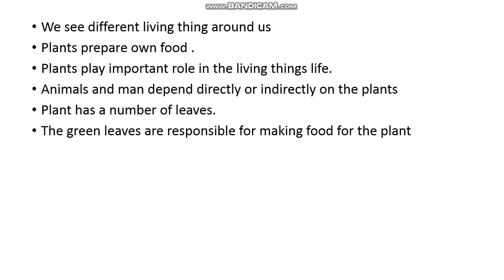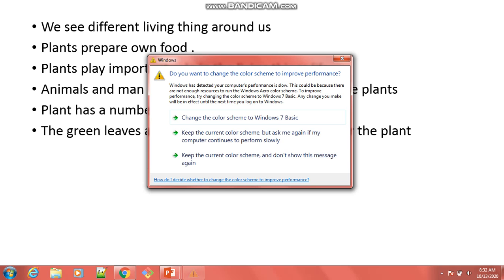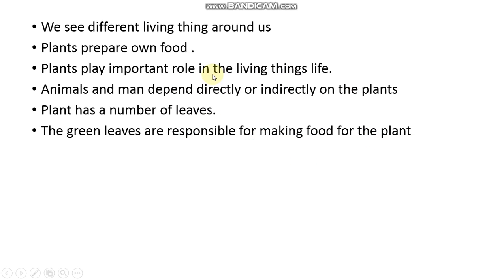Not only the living things, that is mainly animals and man depend directly or indirectly on the plants. Man depends directly upon the plants, whereas animals depend directly and indirectly upon the plants.